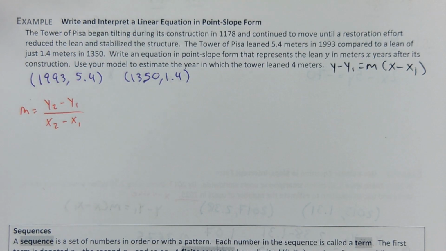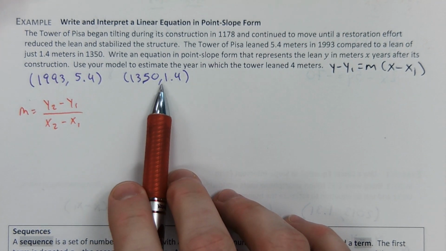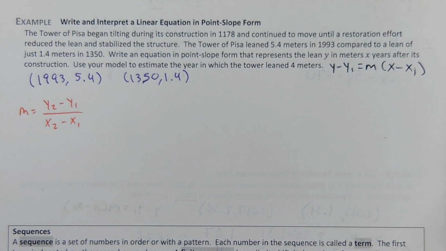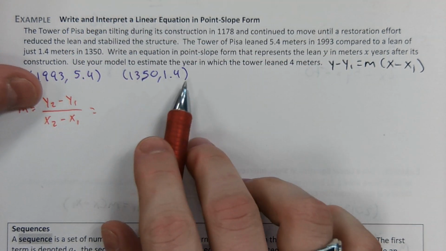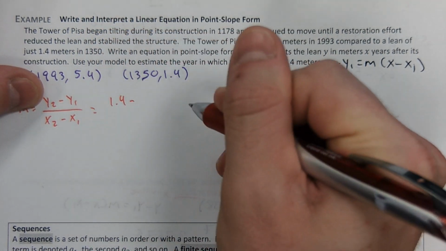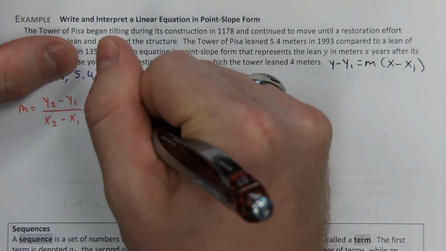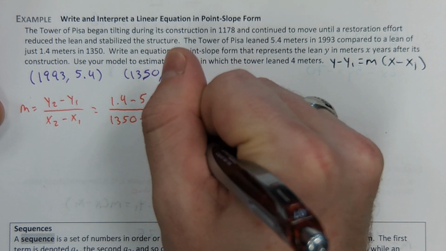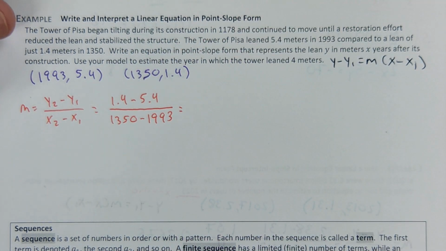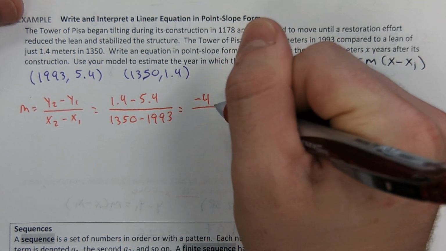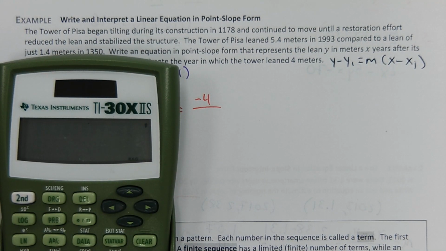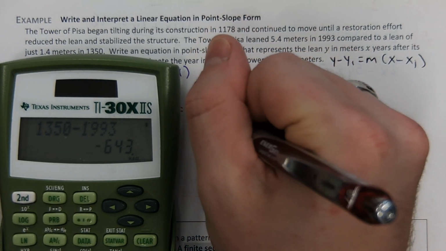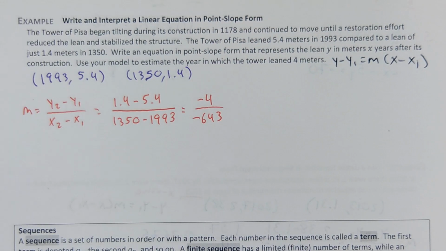Of course, I feel like it would be weird if you used the second coordinate as your first point, just because first, second is easier to look at. So I'm going to say the second y, 1.4, minus the first y, 5.4, over the second x minus the first x. Well, the top is pretty simple. That's just negative 4. But the bottom, grab a scientific, so you don't have to use too much brain power. 1350 minus 1993 is negative 643. Ew, what an ugly denominator.